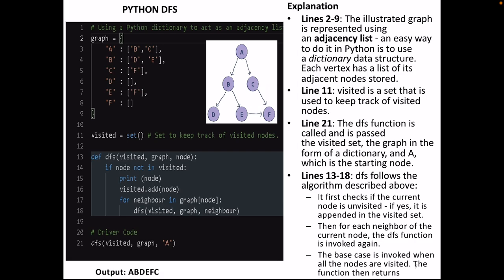If the node is not in the visited set, then it is added to visited, and then for each neighbor of that node, we perform DFS, until we go through all the graph.